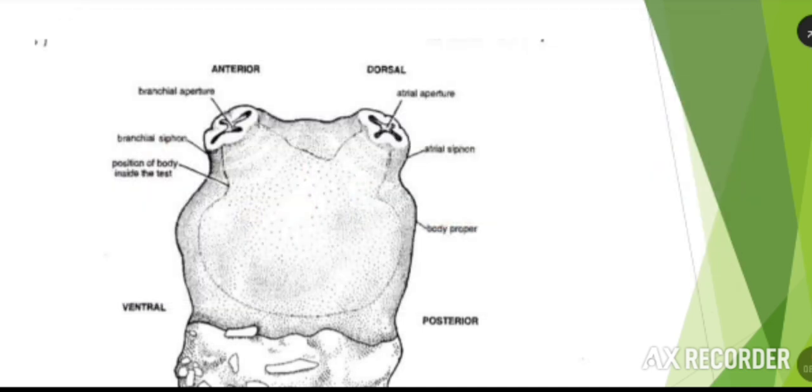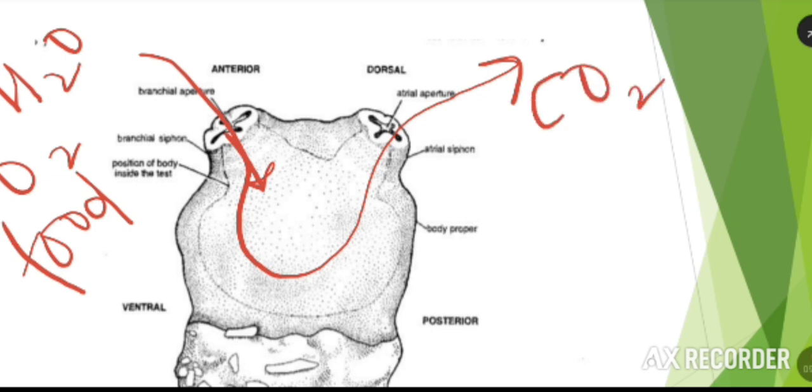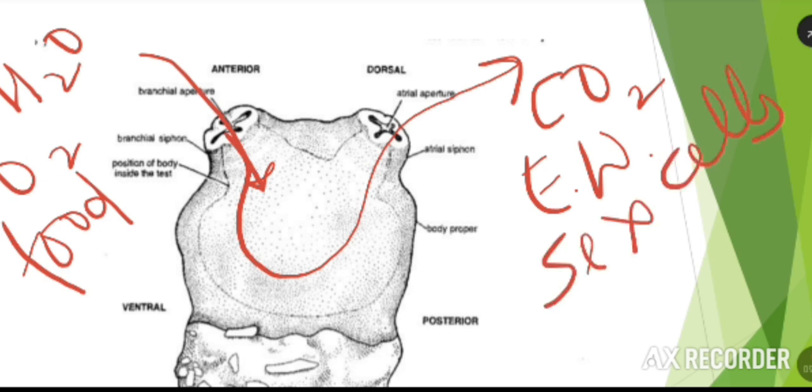Let's see here. Water enters here carrying oxygen and food particles. Ciliary feeder, so there will be microscopic particles such as algae, diatoms, etc. Water entered, now it will circulate here and then leave through the atrial aperture, carrying carbon dioxide, excretory waste, and sex cells. Now water exits from here carrying all these things.